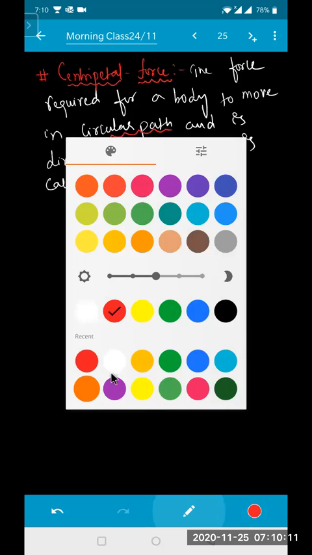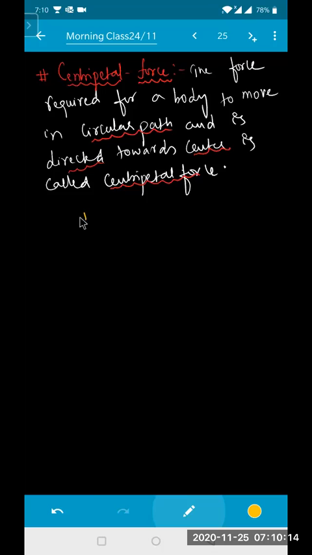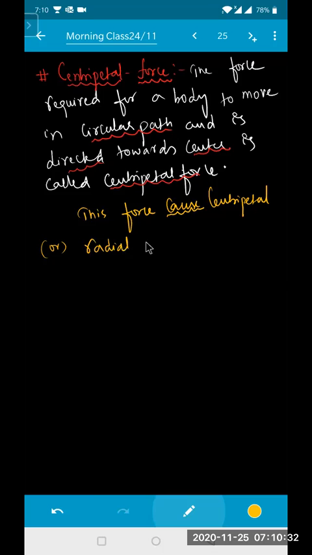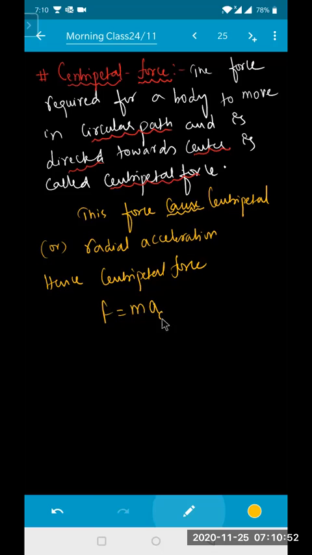Now see here, this force causes centripetal or radial acceleration. So centripetal acceleration or radial acceleration is because of your centripetal force. Hence, what is the force I can write? Centripetal force F is equal to M into your centripetal acceleration, AC.